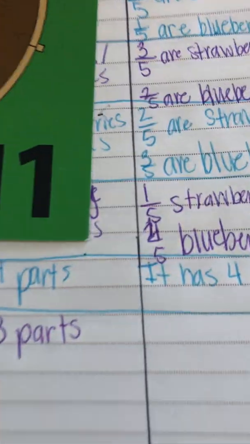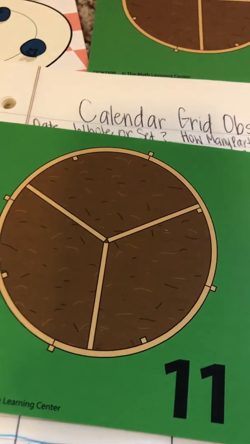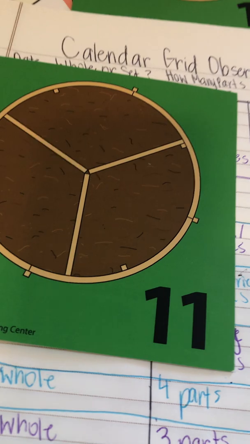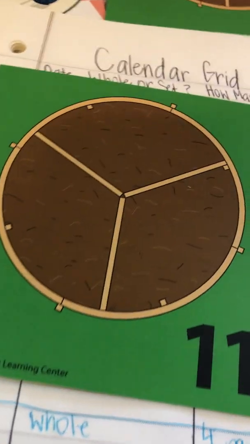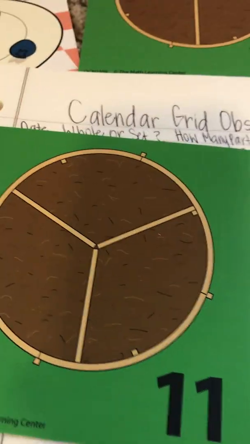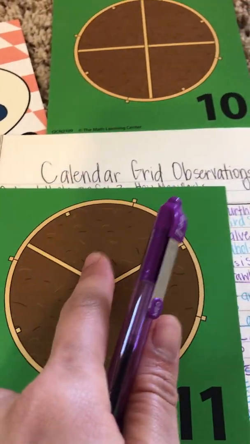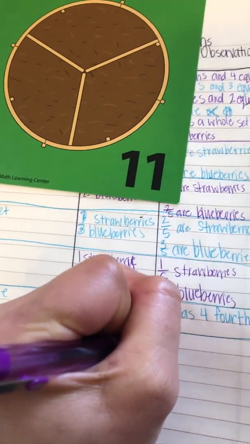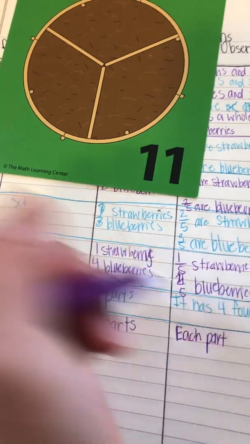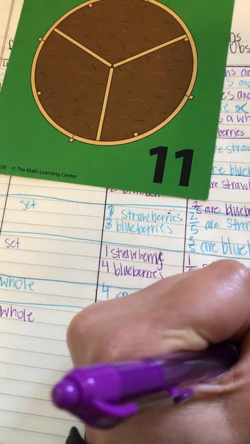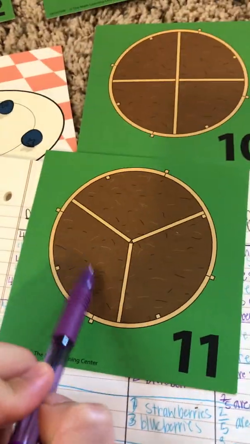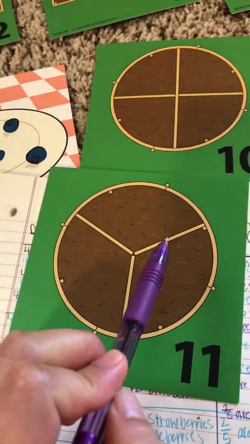So observation. So do you notice anything about the way this garden bed is divided? So I noticed that each part is 1 out of 3 parts. So this would be 1/3. This is 1/3 and this is 1/3. So each part is 1/3. So it's 1 part out of 3 total parts. So it's 1/3, 1/3, and 1/3.